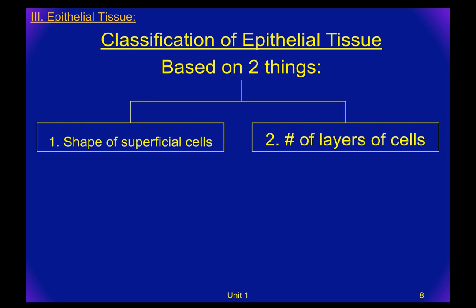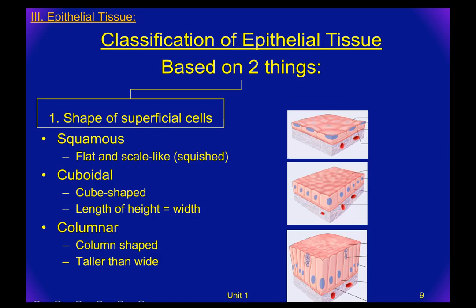If you can figure out two things about the epithelial tissue slides that you're looking at, you're like 80% of the way to knowing all of the epithelial tissues, okay? It's kind of like having a first name and a last name. You've got the shape of the superficial cells and the number of layers. If you can tell me that, you're good as far as knowing which type of epithelial tissue you're looking at. So let's go through the shape of the cells first.